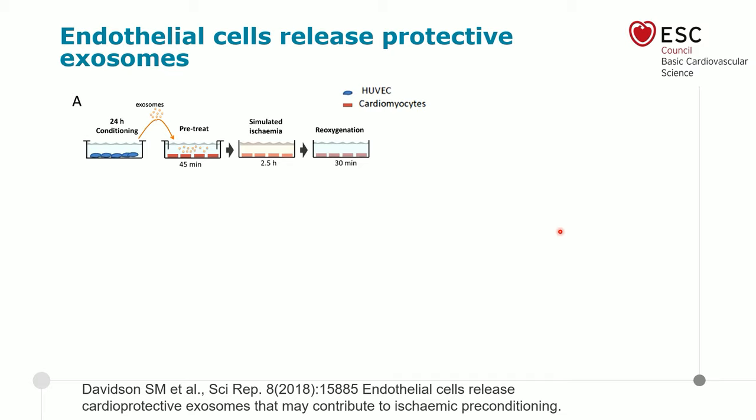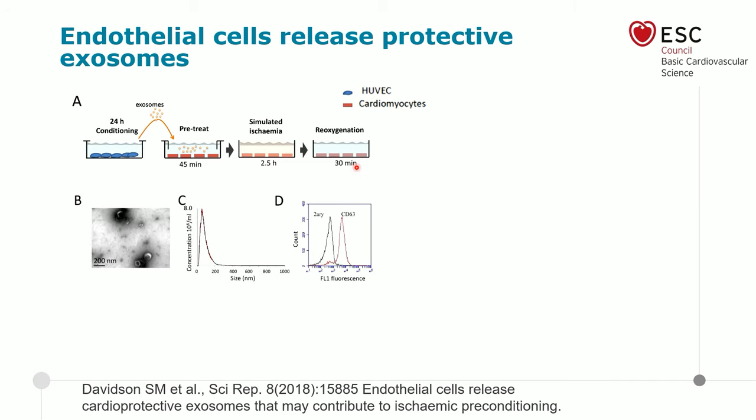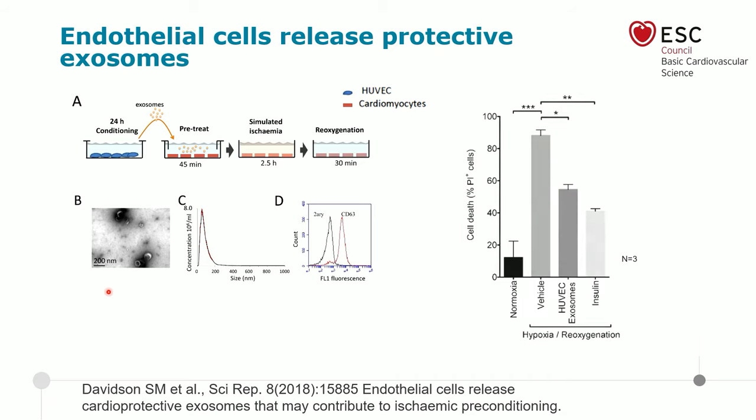And in these studies, we started looking at the endothelial cells. These are just done with HUVEC cells, but we isolated the exosomes from their culture and treated myocytes for 45 minutes and then subjected them to, again, the simulated ischemia or hypoxia and reoxygenation and measured the amount of cell death. So first of all, just to briefly say, we characterized the exosomes, showed we isolated them and they contained the marker proteins. And then in the hypoxia reoxygenation experiments, we could see that exosomes isolated from HUVEC cells were also cardioprotective.